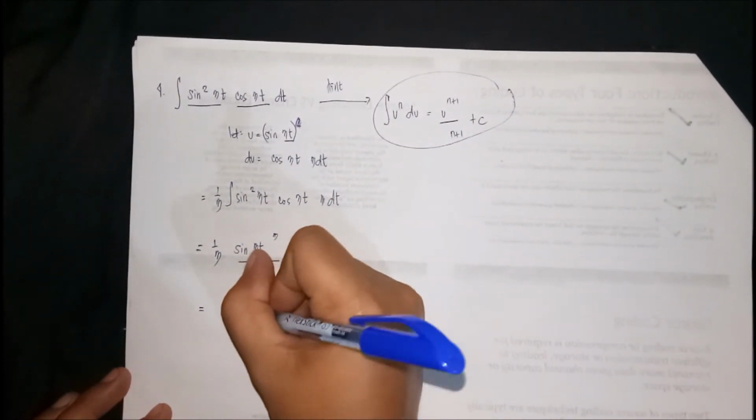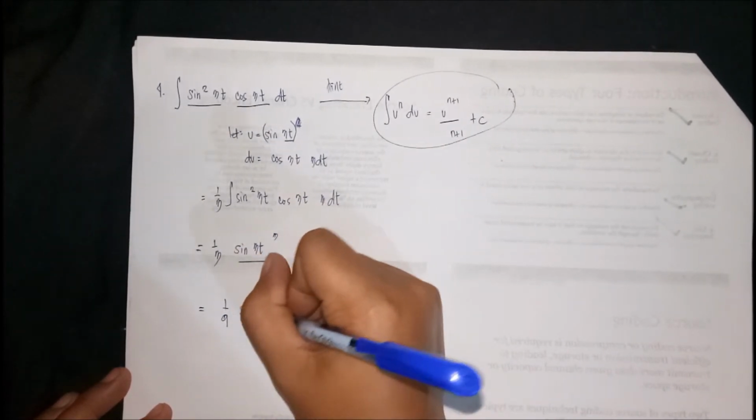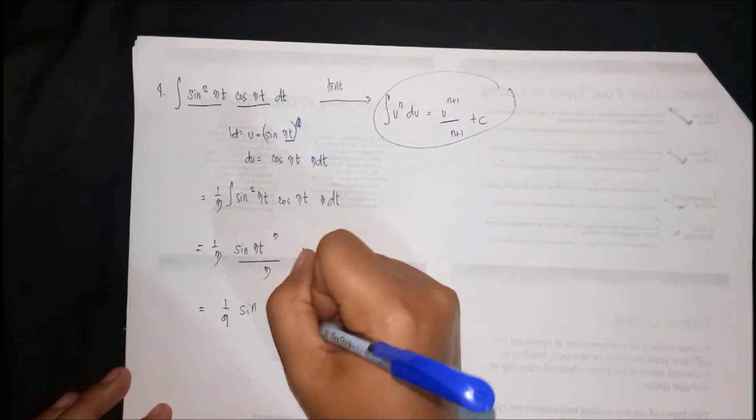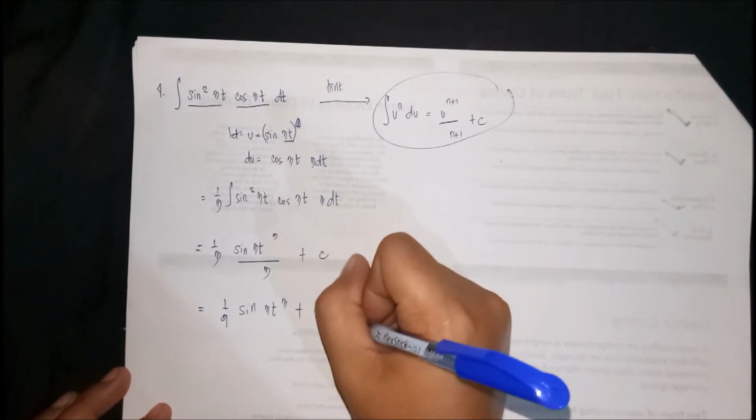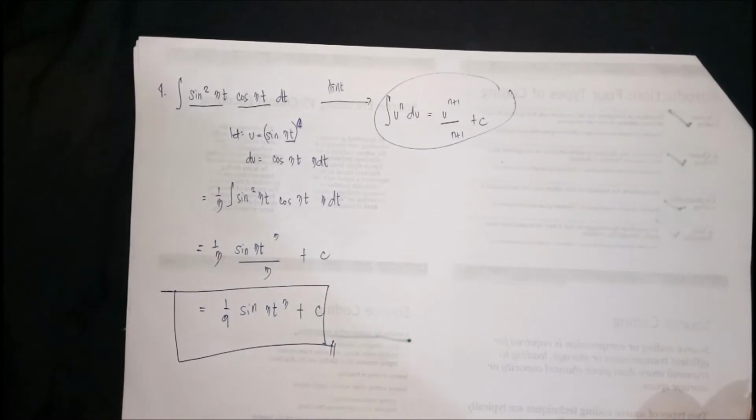Simplifying it further, class, I would have 1 over 9. That's 3 times 3. That is 9. Sine 3t cubed plus c. This is your final answer. Our fifth example, we have the integral of sine square x dx.